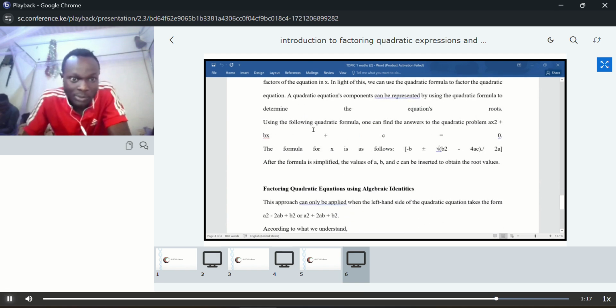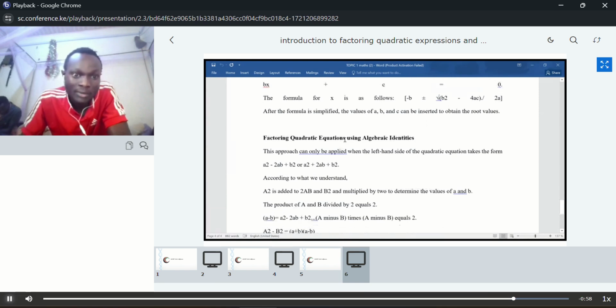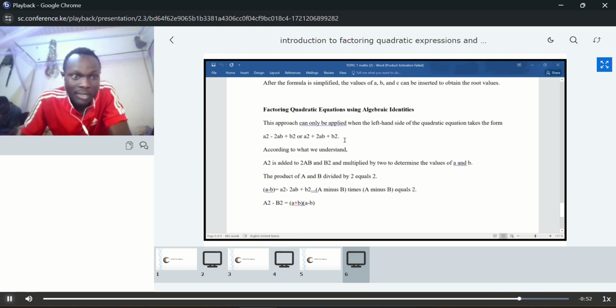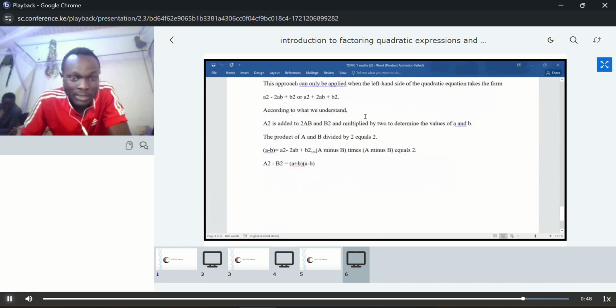Using the following quadratic formula, one can find the answers to the quadratic equation ax squared plus bx plus c is equal to 0. The formula for x is as follows: negative b plus or minus the square root of b squared minus 4ac, divided by 2a. After the formula is simplified, the values of a, b, and c can be inserted to obtain the roots. Then we have the last step, that is, factor the quadratic equation using algebraic identities.